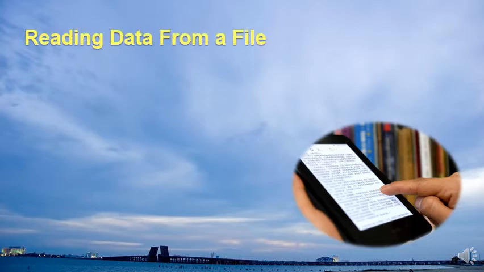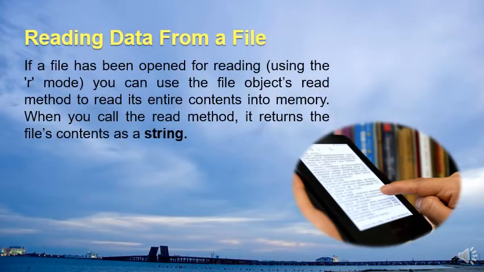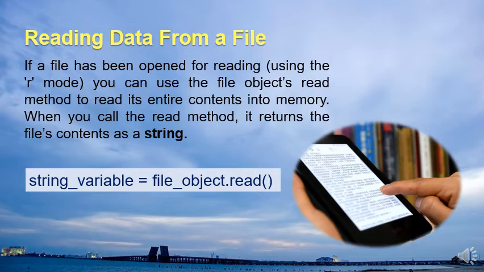Reading data from a file. If a file has been opened for reading, you can use the file object's read method to read its entire contents into memory. When you call the read method, it returns the file's content as a string. String variable is equal to file object dot read.